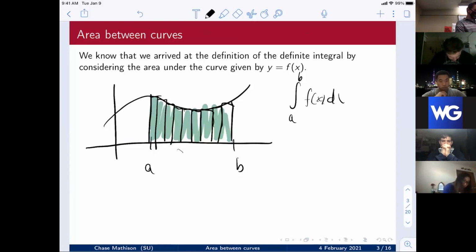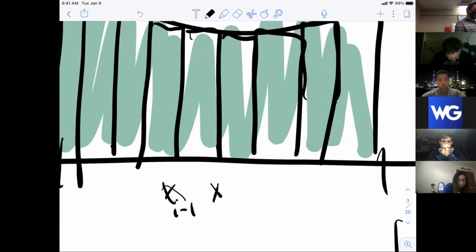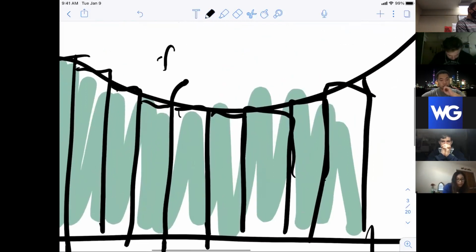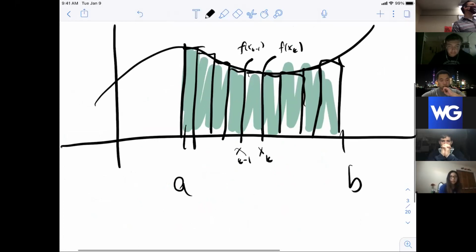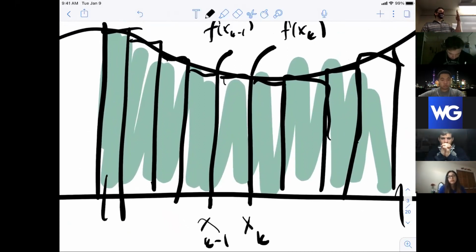So let me zoom in on that one right there. If this is x_{k-1}, and this is, actually I've been using k's, so let me change this to x_{k-1}, and this is x_k, then that means this height right here is f of x_{k-1}. And this height right here is f of x_k. And so the area of that one rectangle that I zoomed in on is just the length of that base times the height, right?